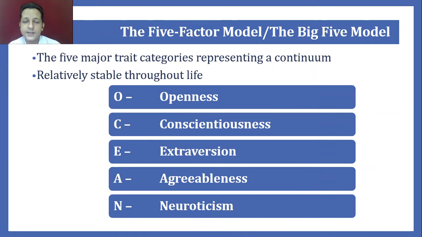The first model that I am going to discuss is titled the 5-factor model. It is also known as the Big Five model. On the basis of the 5 criteria, the 5 parameters, 5 categories which have been covered in this model, an acronym OCEAN has been created which stands for 5 different qualities which I will elaborate in the further time. So these are the 5 major trait categories and each of these 5 categories represents a continuum. All of us fall somewhere on this continuum.